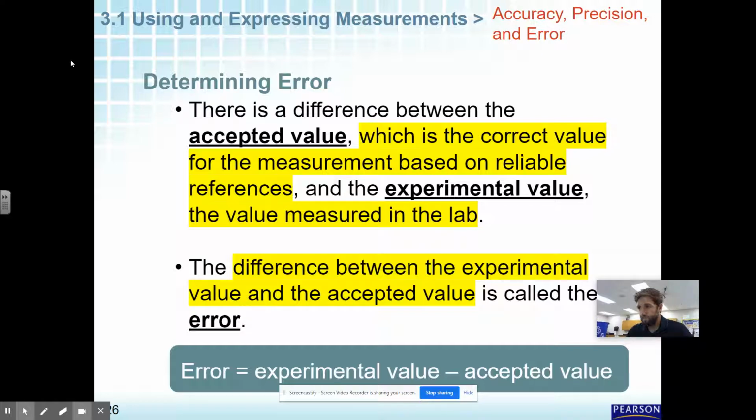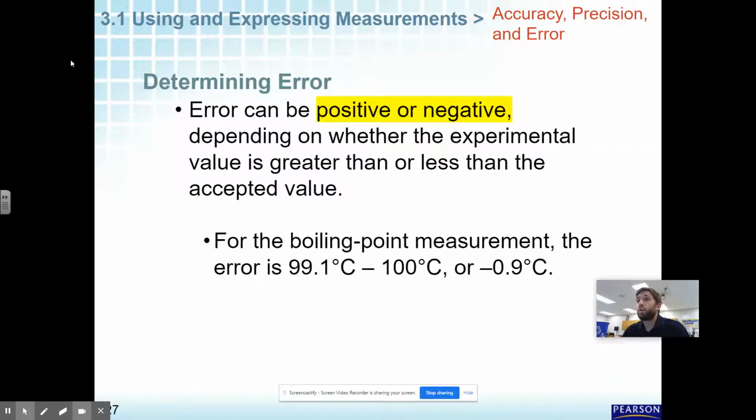Okay, so we call the difference between these two the error. Okay, and that's going to lead us to the percent error. So the experimental value minus the accepted value is the error right there. Okay. Now, error can be positive or negative depending on whether the experimental value is greater than or less than the accepted value. Okay.